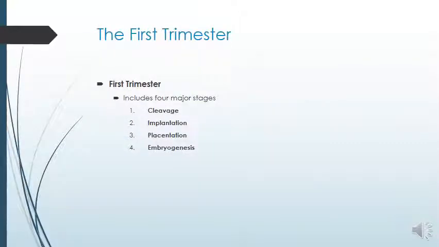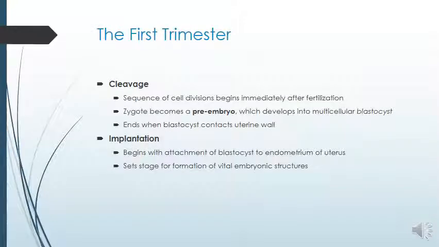So when looking at the first trimester, we can divide it up into 4 major stages: cleavage, implantation, placentation, and embryogenesis. The process of cleavage is a sequence of cell divisions that begins immediately after fertilization. The zygote becomes a preembryo, which develops into a multicellular blastocyst. And this part of the first trimester ends when the blastocyst contacts the uterine wall.